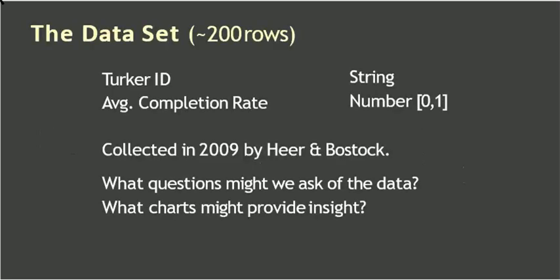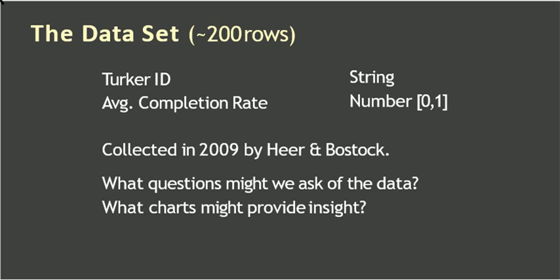So what if we have a data set of 200 rows, and we have a Turker ID which is a string, and the average completion rate which is in number format, and this was collected in 2009 by Heer and Bostock. And now, as we have worked before, what questions might we ask on this data and what charts might provide the insight? First of all, you can build up the questions on paper and check what questions you can derive from it, and the charts will be available in the next slide, and we will be talking about different charts and what can be made on this data.